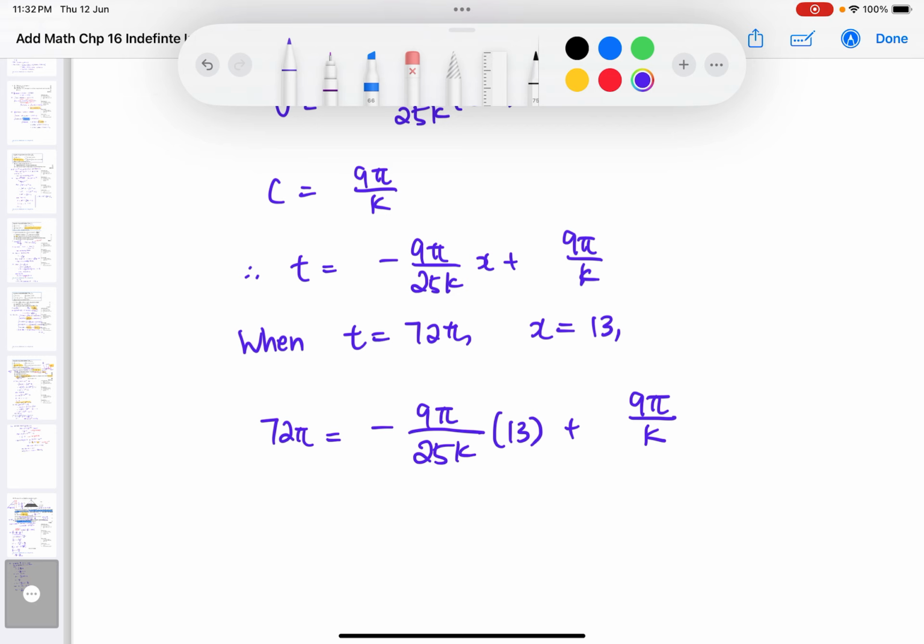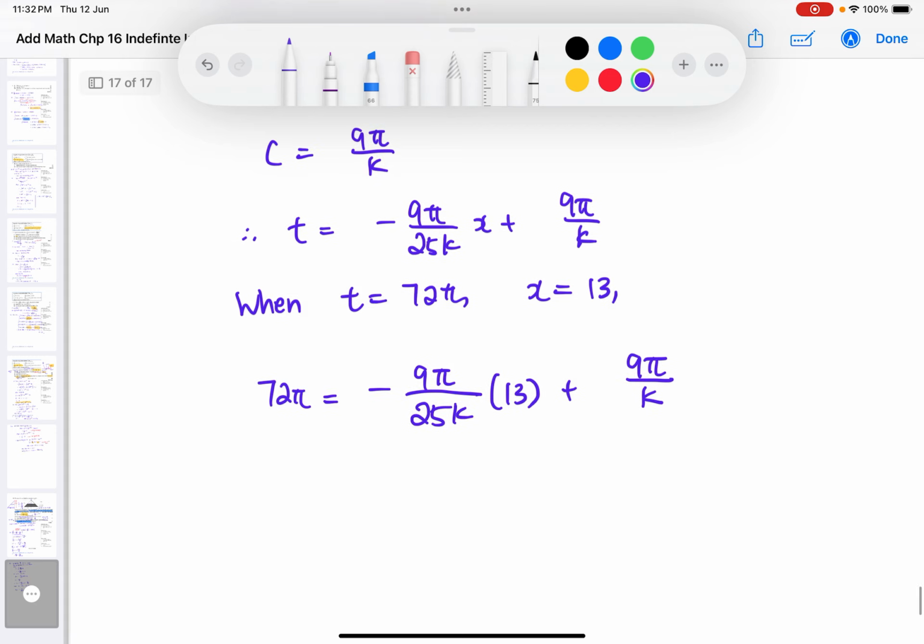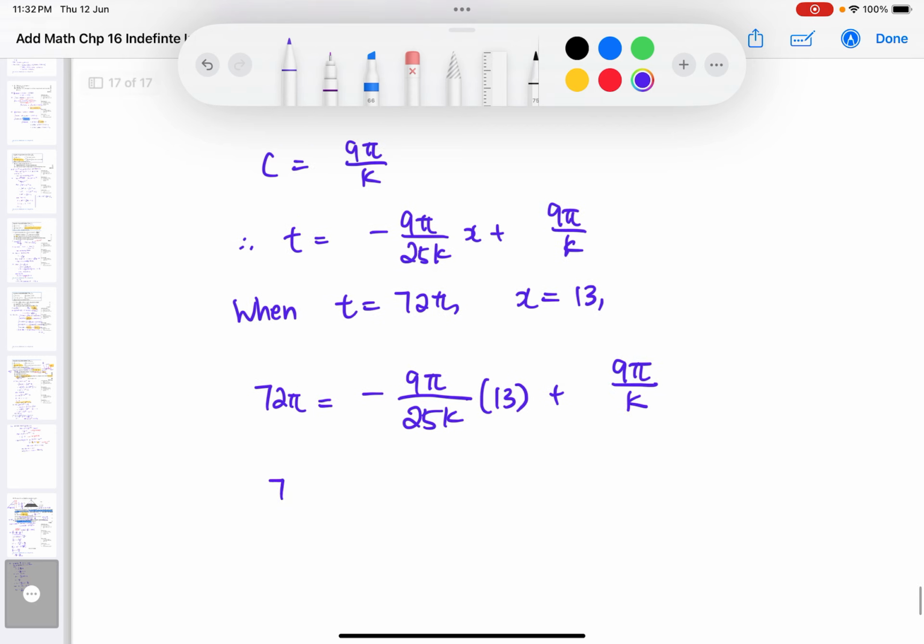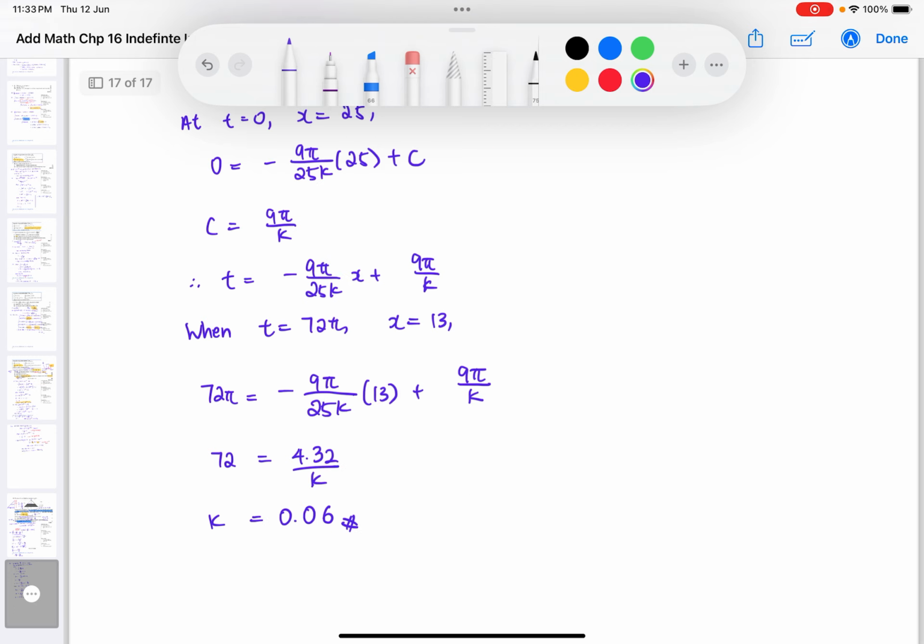Right, and I can solve this. I can divide the k away. So I will get 72 equals to, okay, because I divide the k away, then these two become like terms, so I can add them up. I'll get 4.32 over k, which means that k is 0.06. Okay, and that's our answer. Okay, that's it for this worksheet.